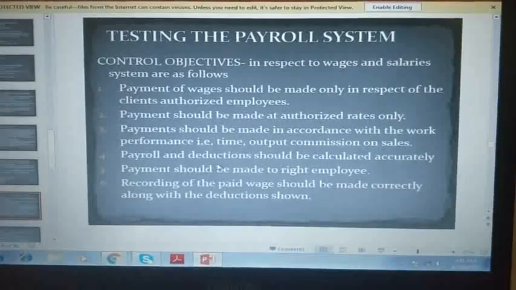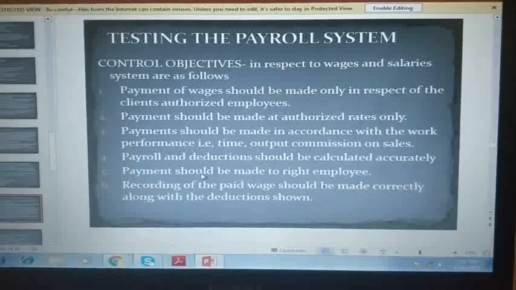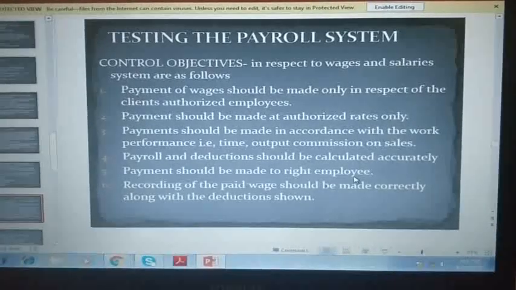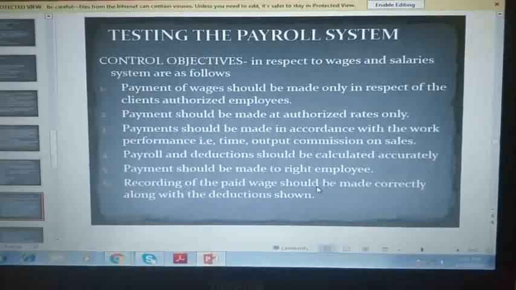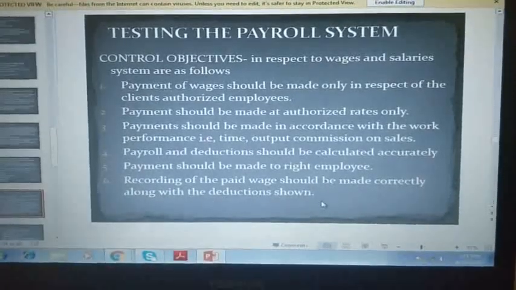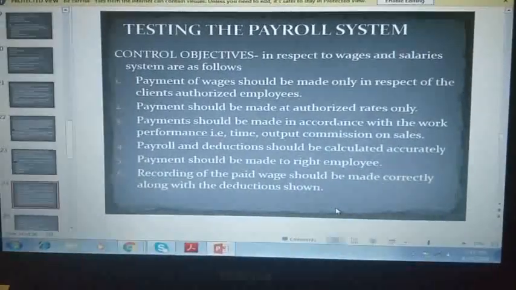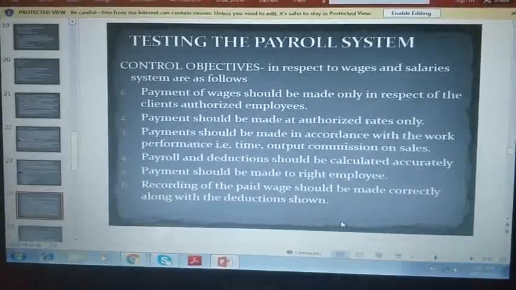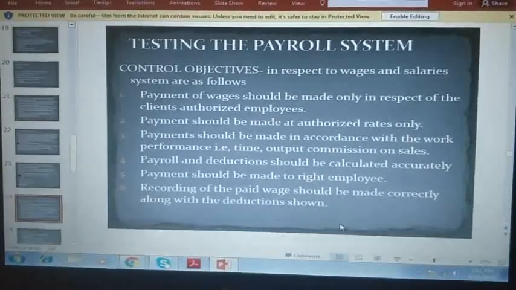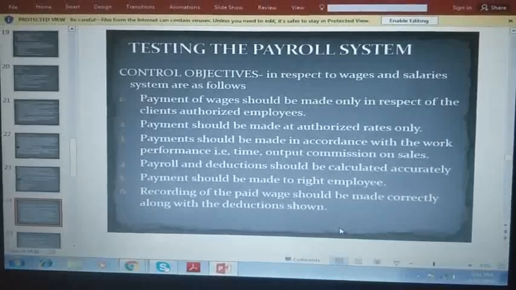Payroll and deduction should be calculated accurately. You should also make sure payment should be made to the right employee. Recording of the paid wage should be made correctly along with the deductions shown. Now, what is this deduction? In case you're not able to meet the sales target, or in case you're constantly absent from the organization, based on taking these aspects into consideration, you will be making a deduction in the wages.